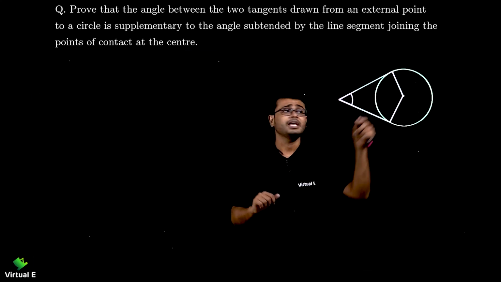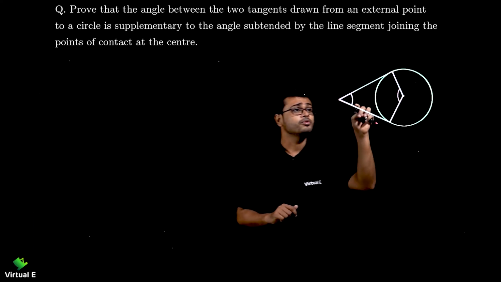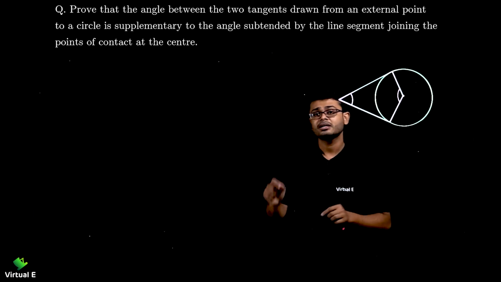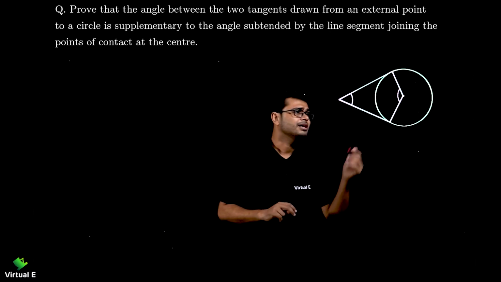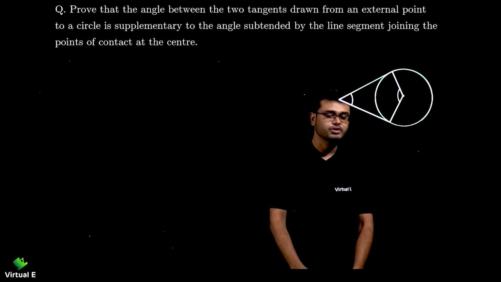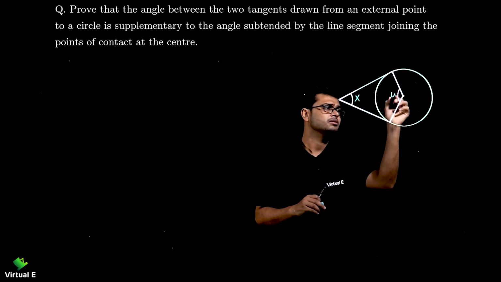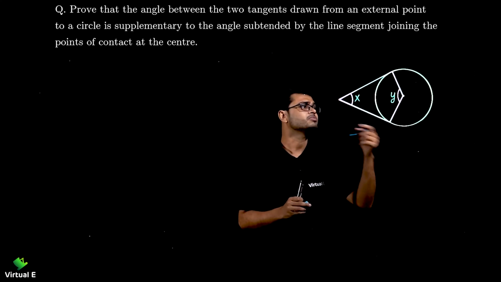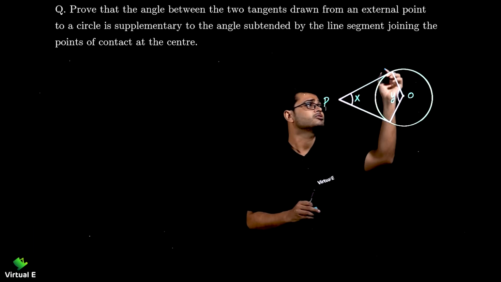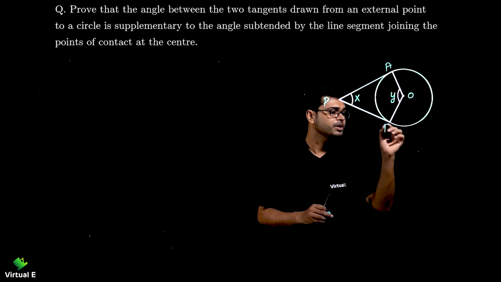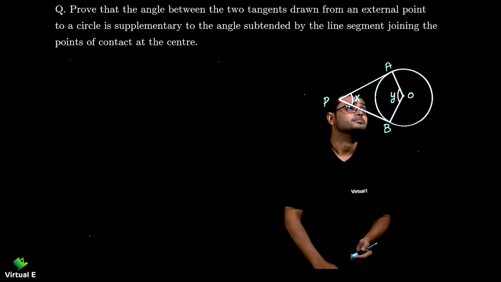And the angle subtended here is another angle. So we need to prove that these two angles are supplementary. Let's name them x and y, so it will be easy for us to understand. Let's give names here as well: center O, external point P, tangent PA, tangent PB. Good. So now how shall we start?